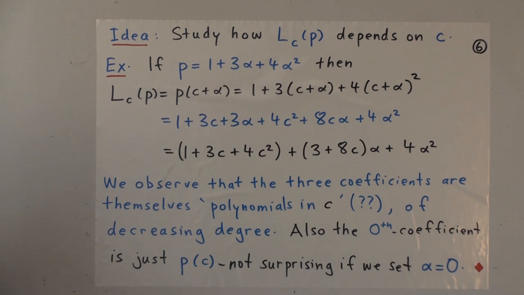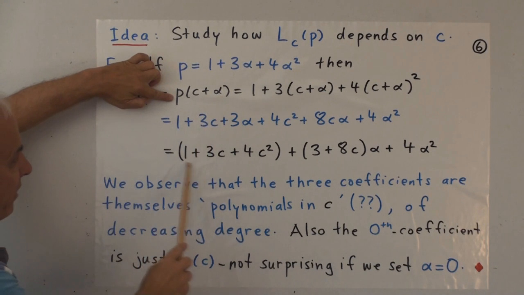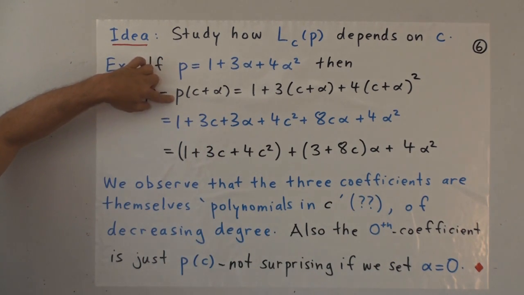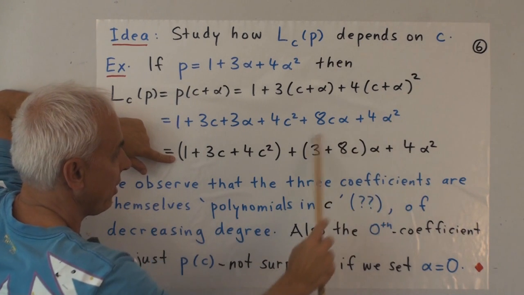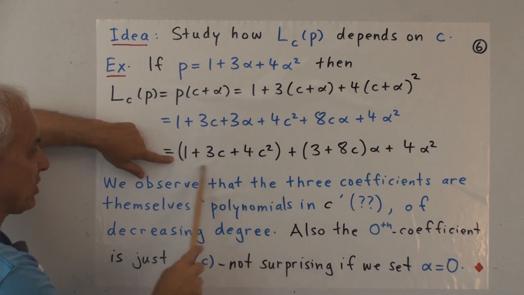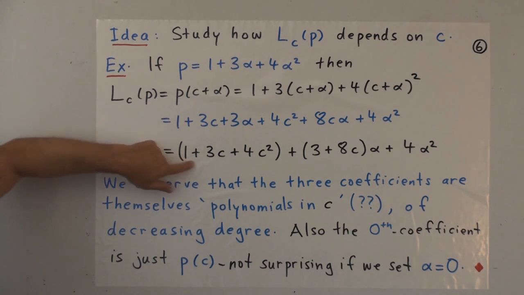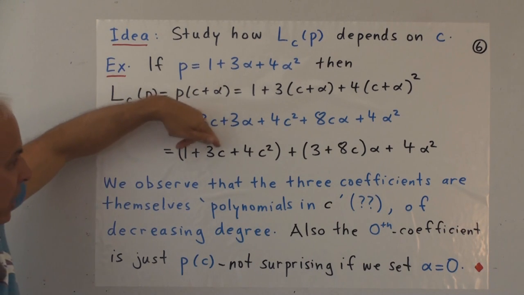Well, that's not too surprising, because if you look at this equation, this is p of c plus alpha, here it is. If we set alpha equal to 0 in both sides, then on this side we would have p of c, and on this side these two terms would disappear, we would just get this. So this has to be p of c. Nevertheless, that's important to observe. That thing is the original polynomial we started with, evaluated at c.